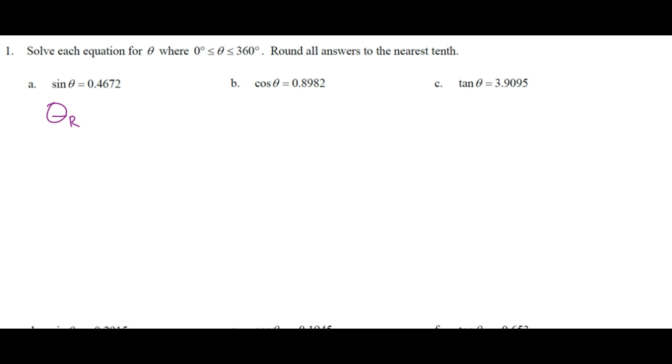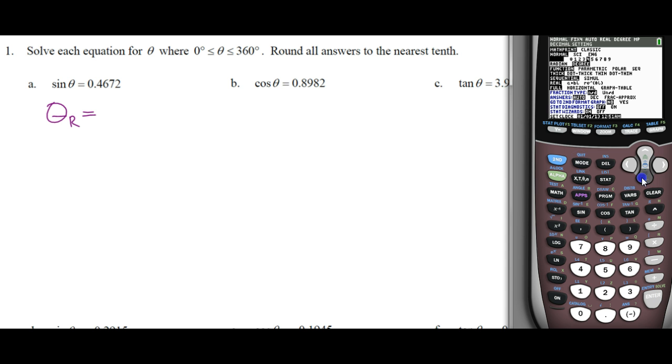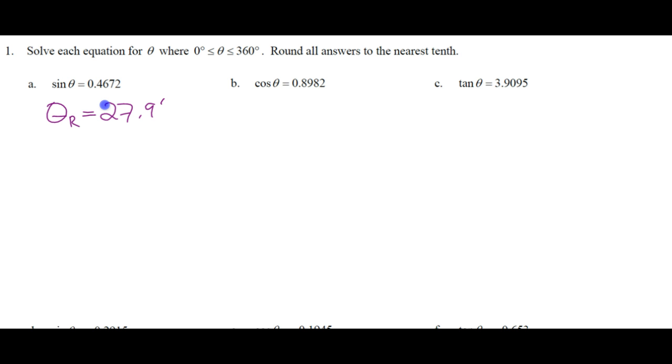So you work out theta r. You do theta r by doing an inverse sine, cos, or tan. So this will be inverse sine of 0.4672, which is 27.85. Oh, it says round all answers to the nearest tenth this time. So now if I want, I can go to mode and flip this to 1 decimal place. Quit, and then I can just go second enter, re-enter that, and then hit enter. And I get 27.9 degrees.